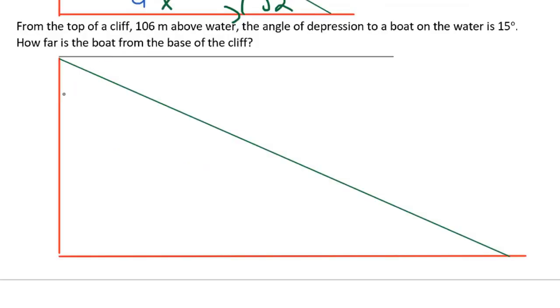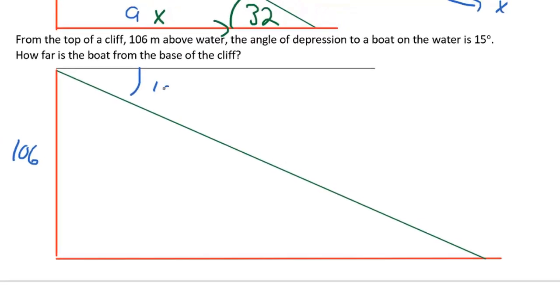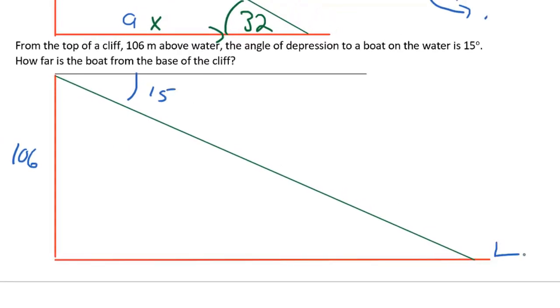In this question, from the top of a cliff, which is 106 meters above the water, so that means that this must be 106 meters, the angle of depression, we know that that has to be this angle, is 15 degrees looking at a boat out here. And we want to know how far the boat is from the base of the cliff. Again, this is parallel to this, so alternate angles says that this has to be 15 degrees.